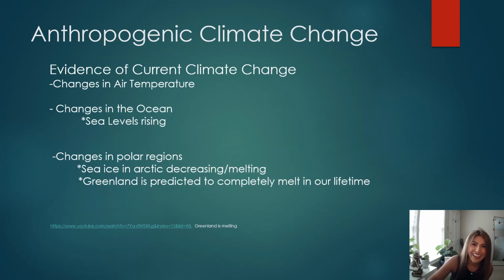Anthropogenic climate change, that is human caused. Evidence of current climate change: changes in air temperature, changes in the oceans, our sea levels are rising, our hurricanes are being recorded stronger and more every single hurricane season. Our polar regions are changing. More ice is melting than ever before. We might lose Greenland. Greenland is covered with ice. It might all melt in our lifetime, that entire land area. That's huge. So you will watch a video about Greenland melting in this module as well. Okay, guys?